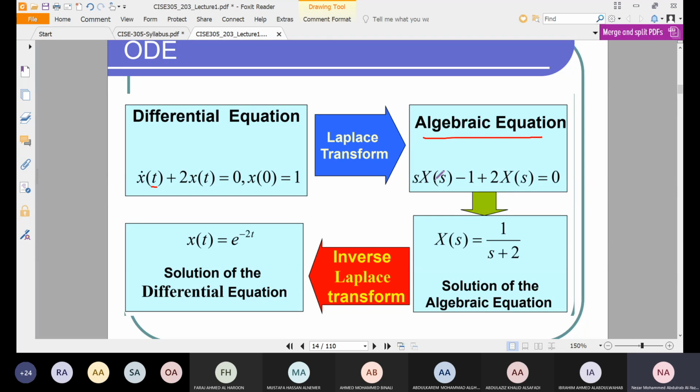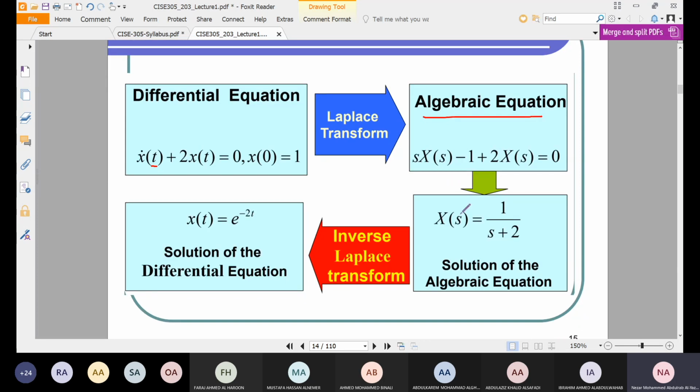The parameter of interest is now X of s. Usually we use capitals to represent the Laplace transform, X capital of s. We call this the s domain or frequency domain. After that, I will solve the problem. A solution means I want to compute X of s. This is the solution of the algebraic equation.